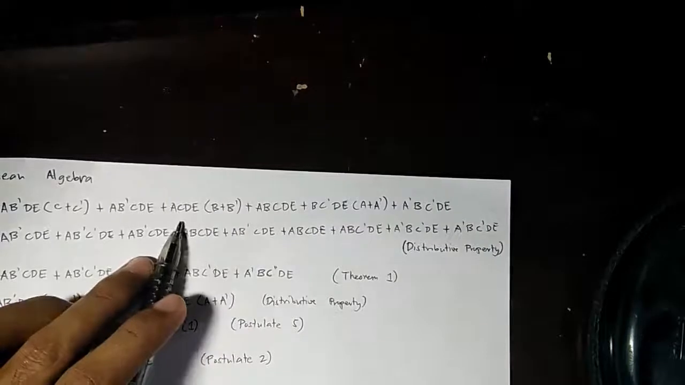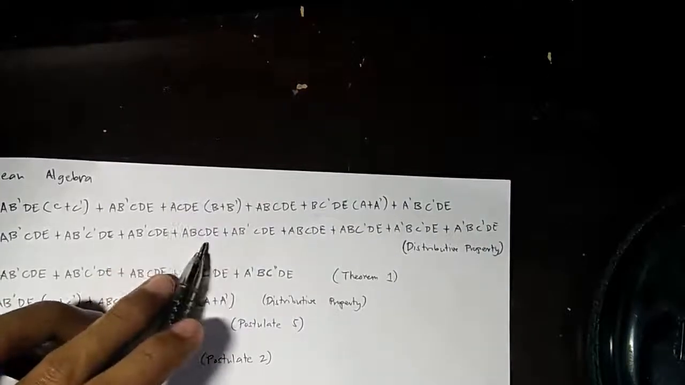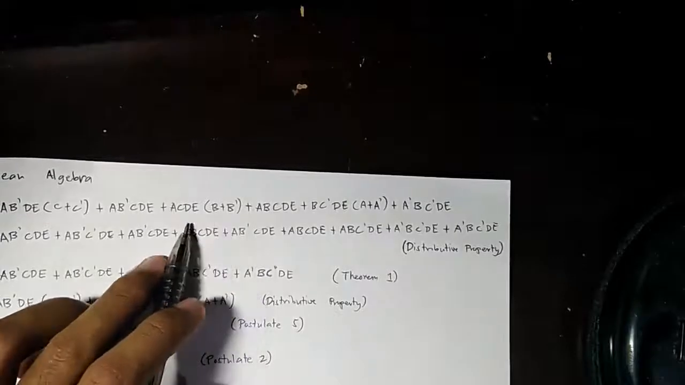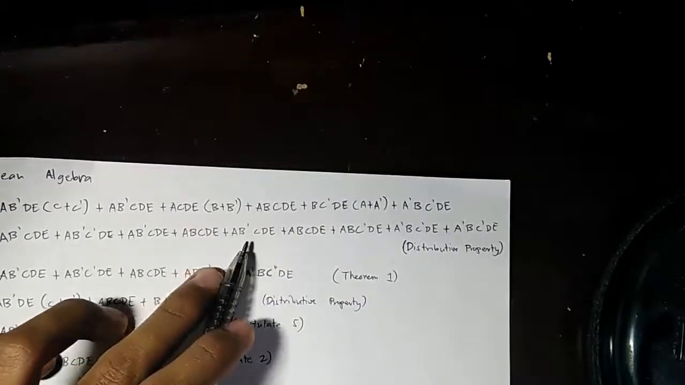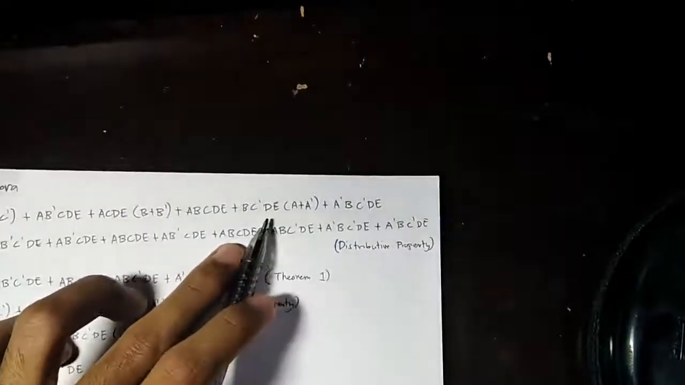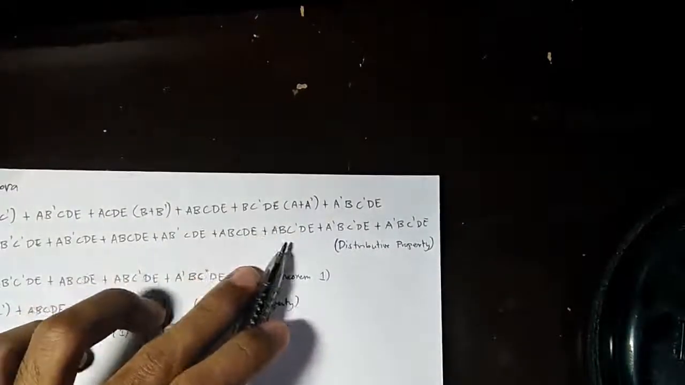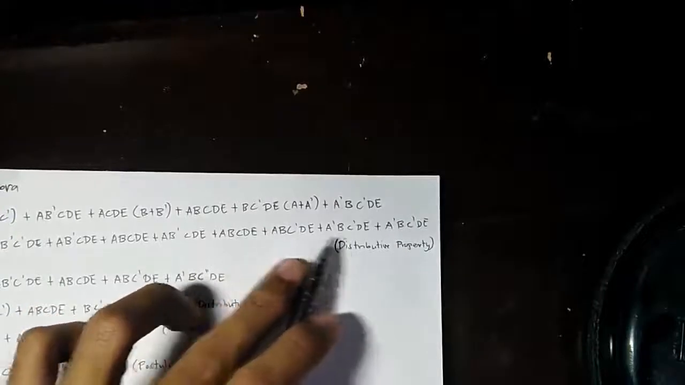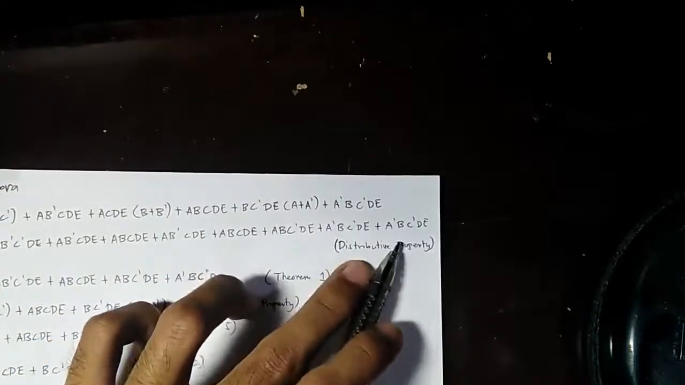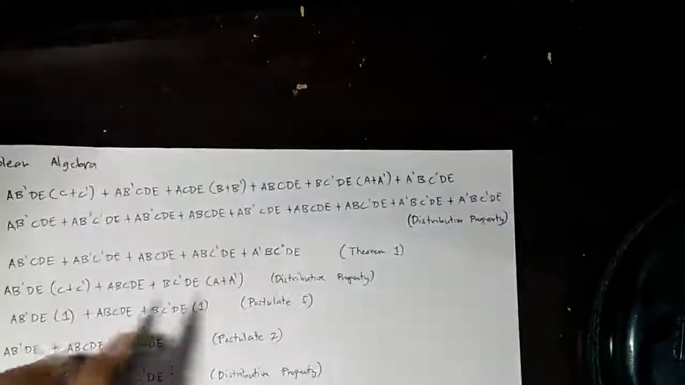So ACDE multiplied by B is ABCDE, plus ACDE multiplied by B' is AB'CDE. Here just copy. Here we also distribute, so we'll have these results here. So results in this one. Lastly, we're just gonna copy. These are all done by distributive property.